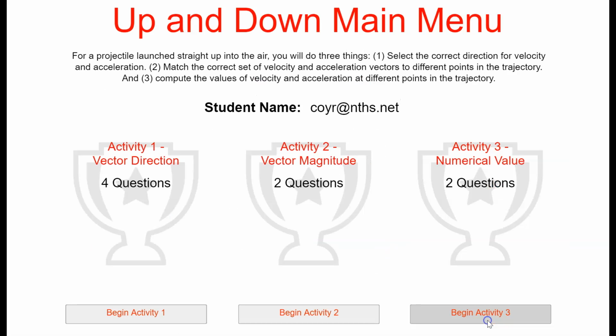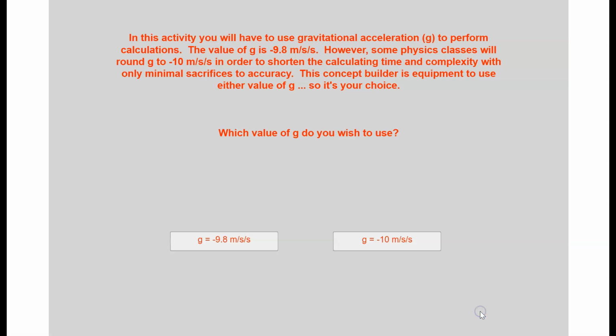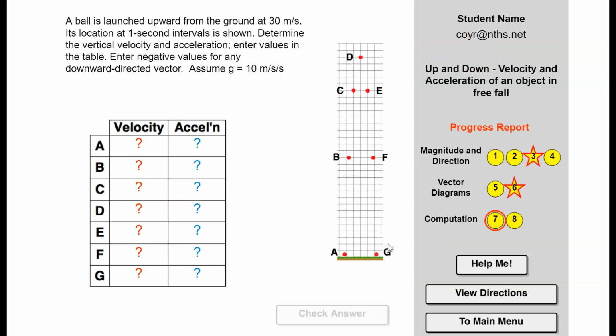Now let's get to the hardest stuff, the one that was really causing some people some problems over here. Let's keep it simple and go with gravity is -10 meters per second squared. Okay, this is not the hardest one. We'll do another one in a second. All right, so we launch it upward at 30 meters per second, and the location is shown at 1 second intervals. So if we launch it upward at A, that's going to be upwards 30 meters per second. And the acceleration is always -10. Just go ahead and fill these in.